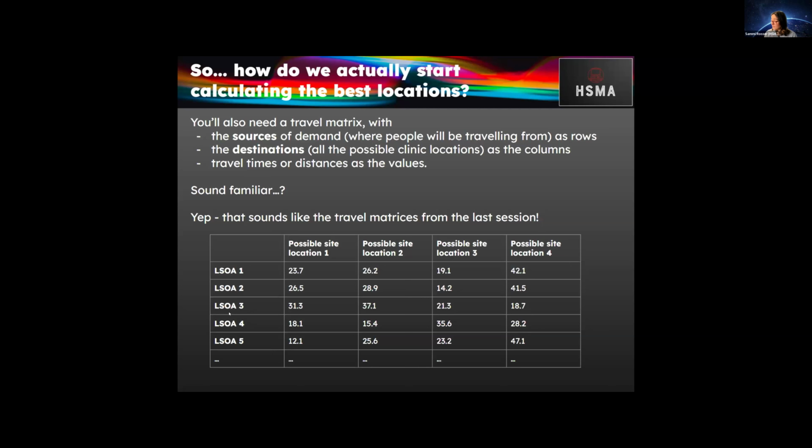So this will hopefully feel a little bit familiar from what we were doing in the last session. And hopefully that will make you see why that was worth doing as well. So these travel times, or potentially distances, this could be miles instead. That's absolutely a valid way of looking at it, but travel times do bring their own raft of benefits. So these are our travel matrices from the last session.